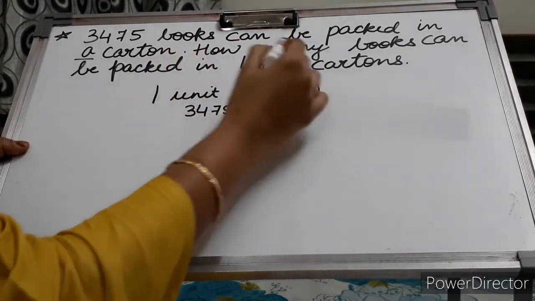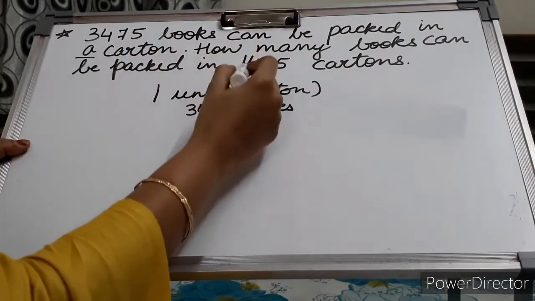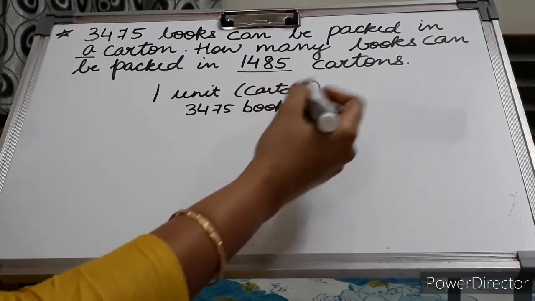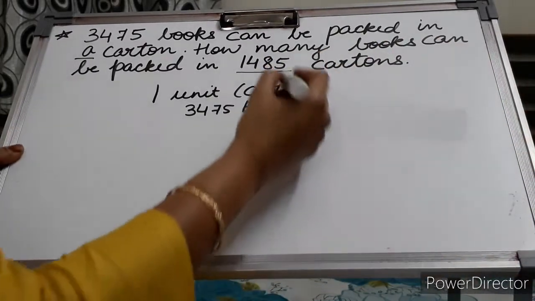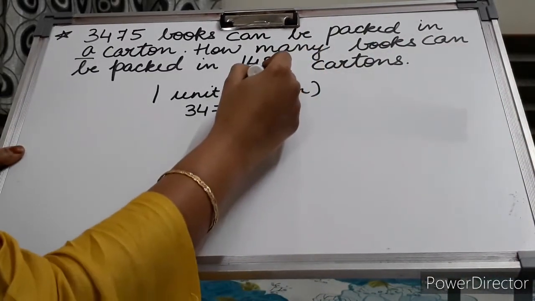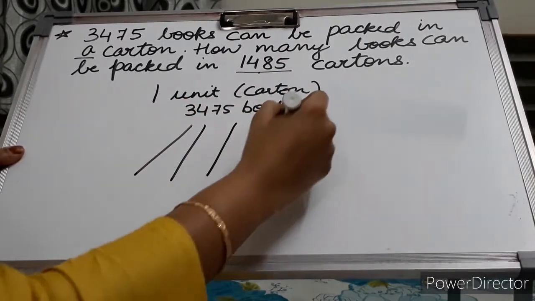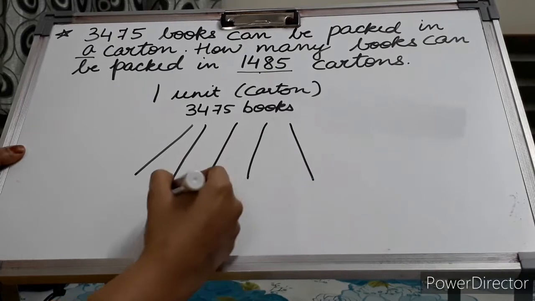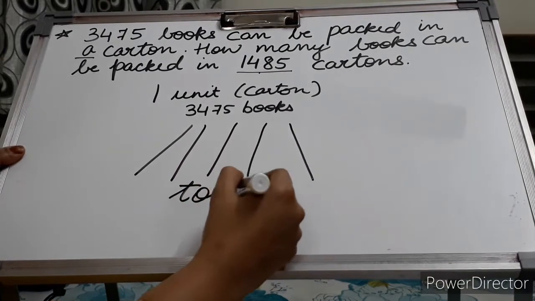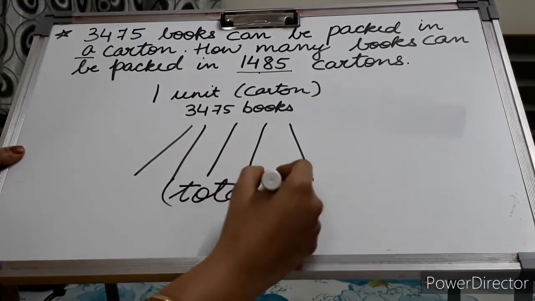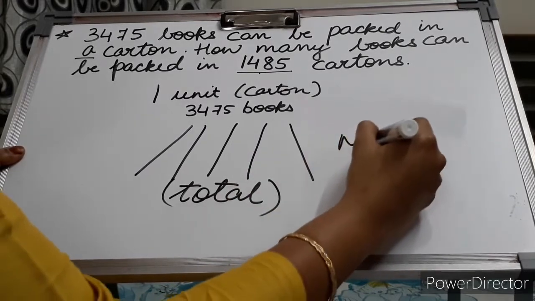What we have to find? How many books can be packed in 1,485 cartons? Means we have to find for more things. That means how many cartons? 1,485 cartons. That means what we have to do here? So many cartons we have to find. That means we have to find the total. Total we have to find means we have to multiply.